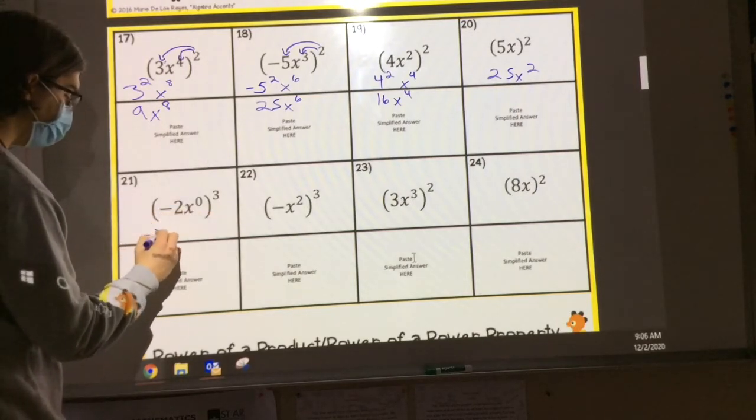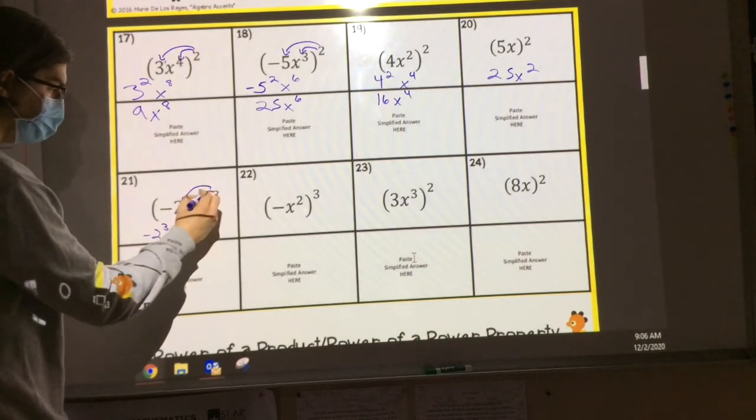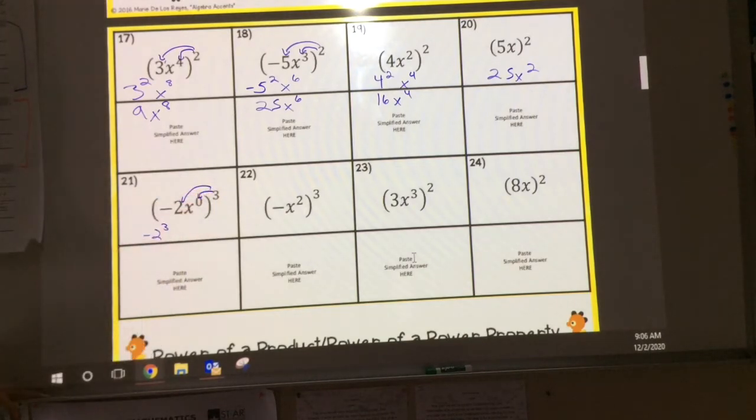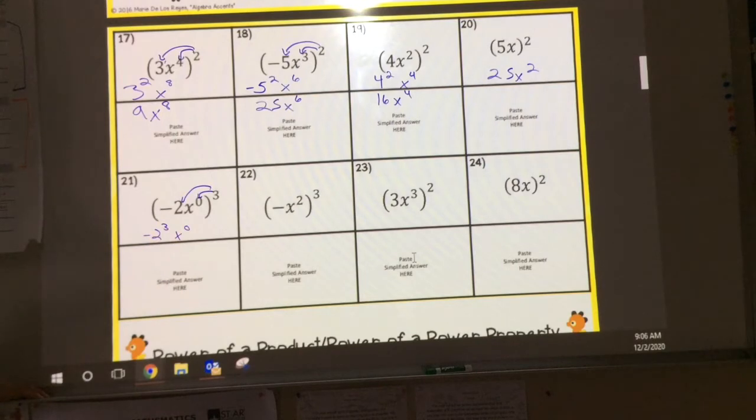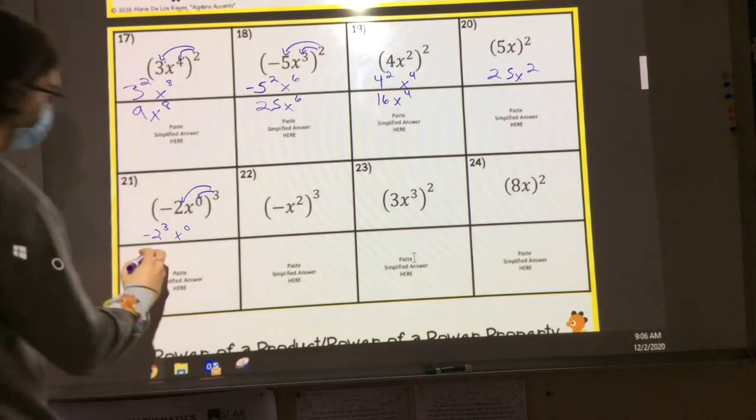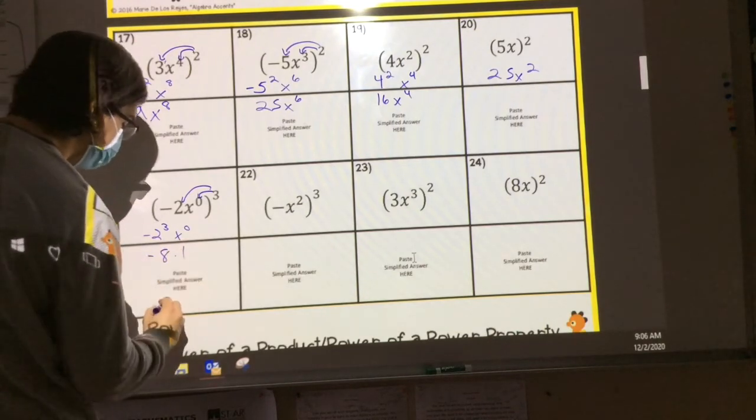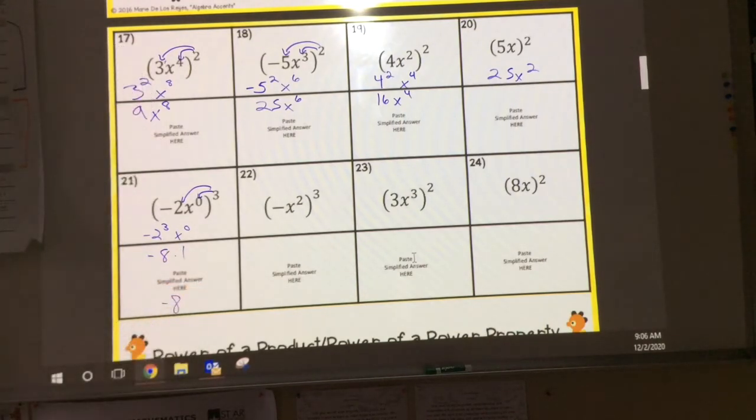Negative 2 to the 3rd power. What is 0 times 3? 0. That's not changing. That's the same thing we've been doing. So now I end up with x to the 0th power, which really becomes what? 1. What is negative 2 times negative 2 times negative 2? Negative 8. Negative 2 times negative 2 gives me a positive 4. Can we all agree with that? Positive 4 times a negative 2 gives me a negative 8. Then I have a negative 8 times 1, which is just negative 8. We're all good there? All right, awesome.